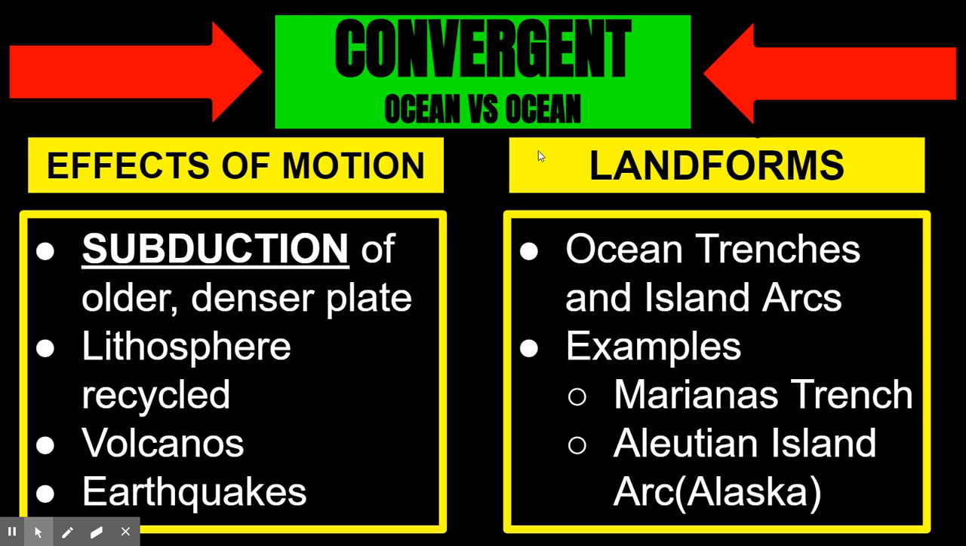Of course, effects would be volcanoes and earthquakes. Anytime two plates are rubbing up against one another like that, we are going to get some earthquakes. You're going to see earthquakes at every single type of boundary as we go through these this week. So the landforms, and this is the important part for 8th grade, are ocean trenches and island arcs. I'll show you some examples of the trenches in just a second, but we already saw the island arc. Examples, of course, are the Marianas Trench, which is out in the Pacific Ocean, and the Aleutian Island Arc that is in Alaska.